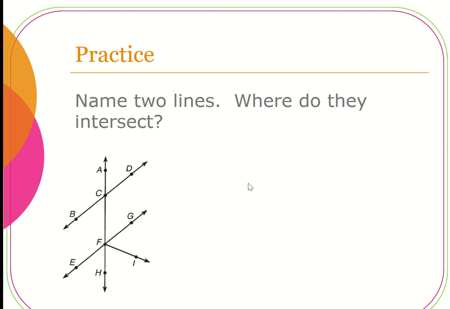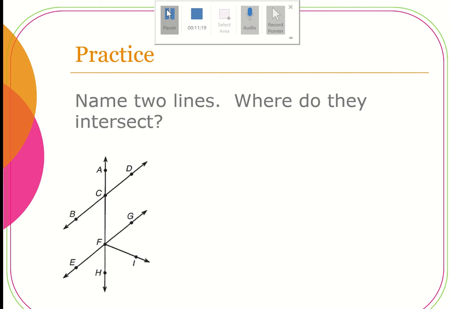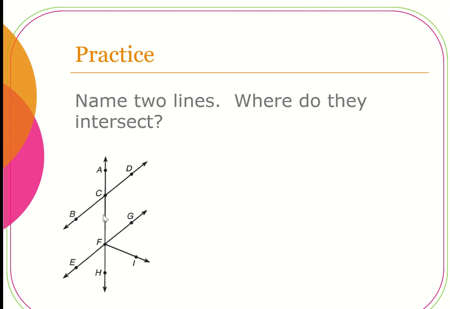How about this one? Name two lines. Where do they intersect? Choose any two lines. Tell me where they intersect. Pause the video now. Try this one out. Okay. Let's talk about this vertical line here. You could have called this AC. You could have called this CF. You could have called this CH. You could have called this FH. Just any two of these letters.